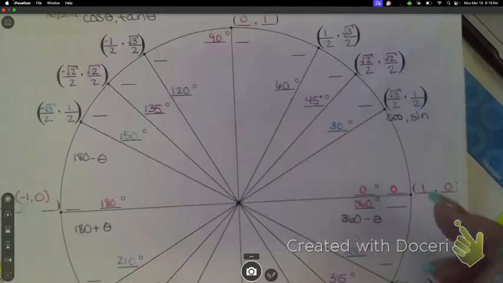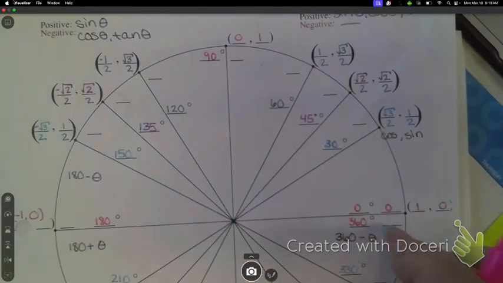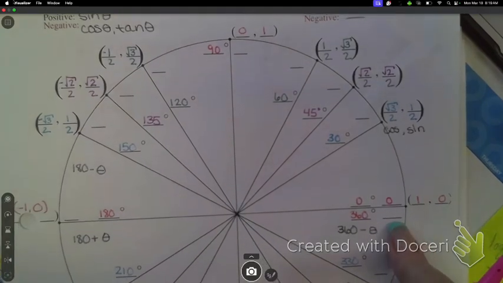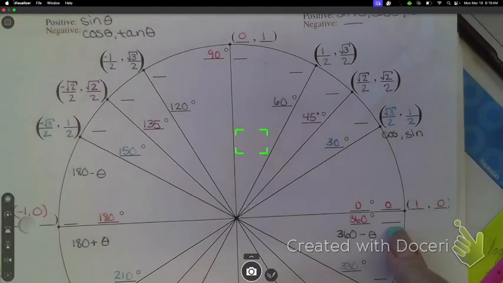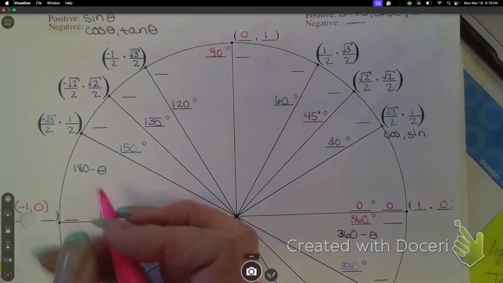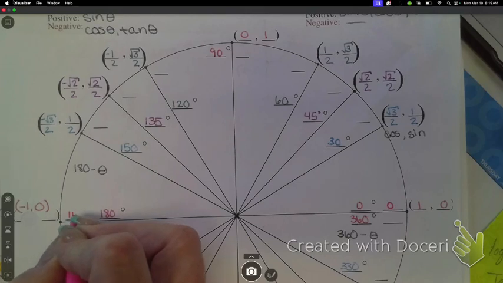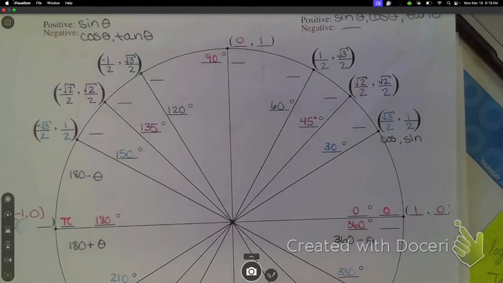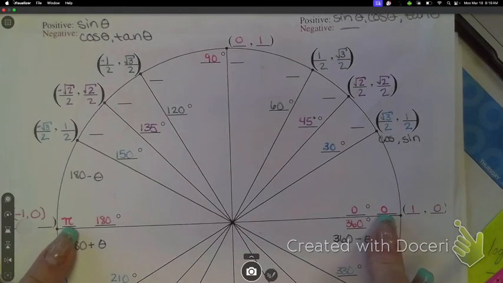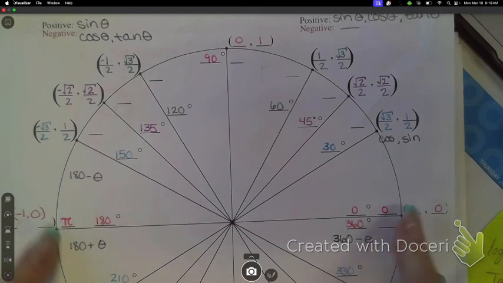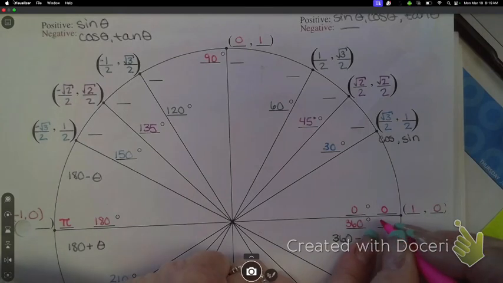Okay, so I said there's 6.28. Don't write 6.28, but there's 6.28 in one full revolution. Well, what's half of 6.28? Which is what? Pi. So there's pi radian here. So I got 0 radian, pi. So when you think pi, you think 180. So I go all the way around and I get 2 pi.